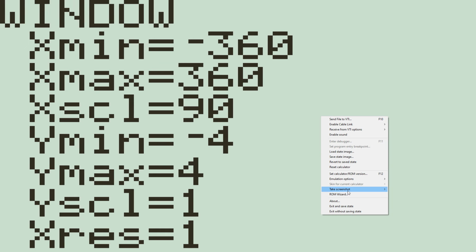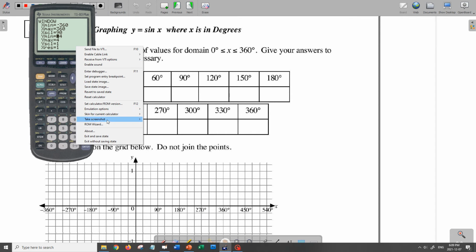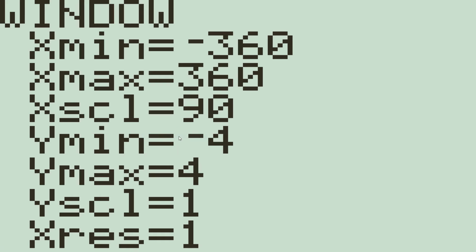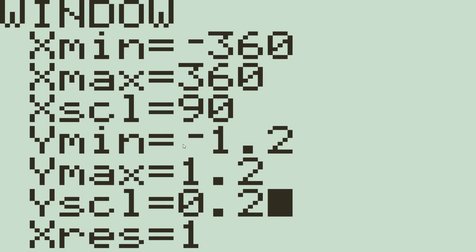Okay. The Y minimum says -4. Let me just take a quick peek again, as this one actually only goes up to 1 and a little bit, so I'm going to change that scale. Full screen view. I'm going to change the scale so I'm just bigger than 1. So again, -1.2, I don't know, doesn't really matter, and then 1.2. And maybe every 0.2, I don't know.